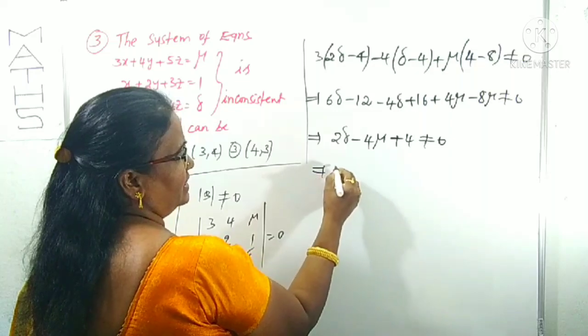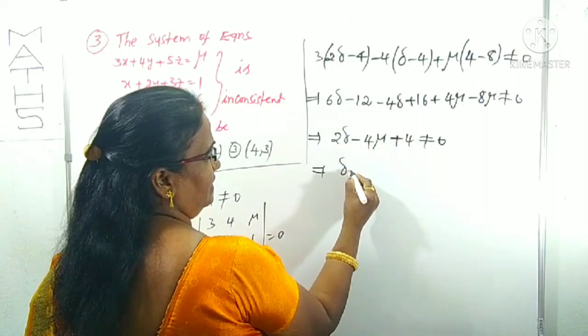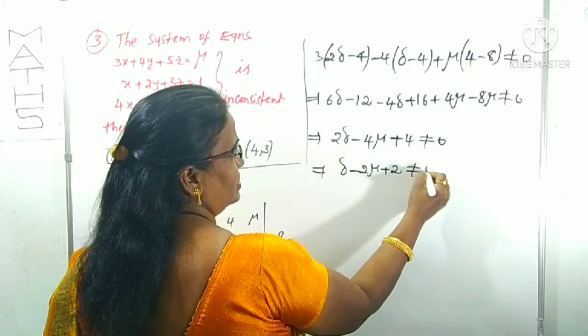So from this we can take the 2 common, and 2 gets cancelled. What is left over here? Delta minus 2 mu plus 2 is not equal to 0.